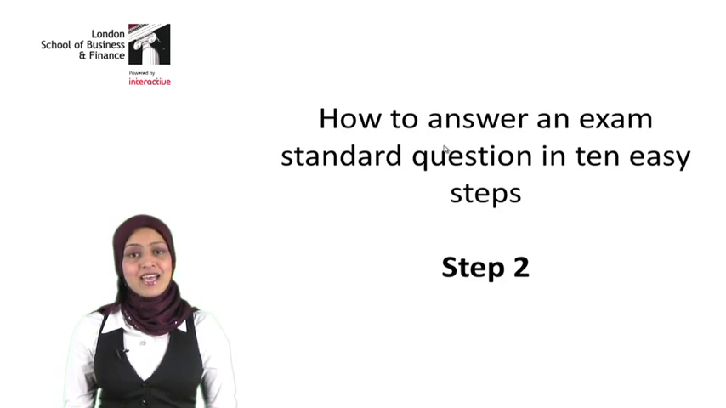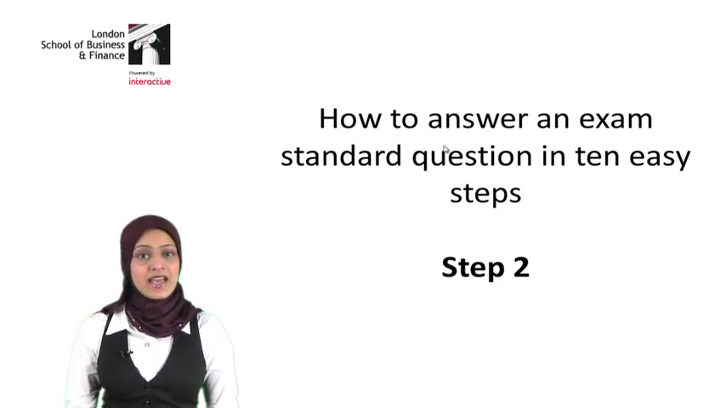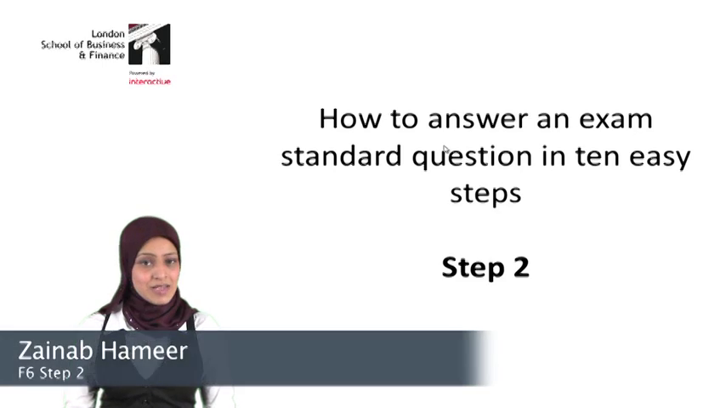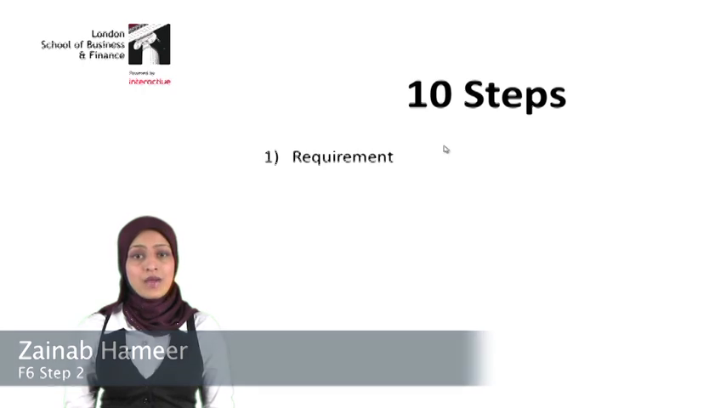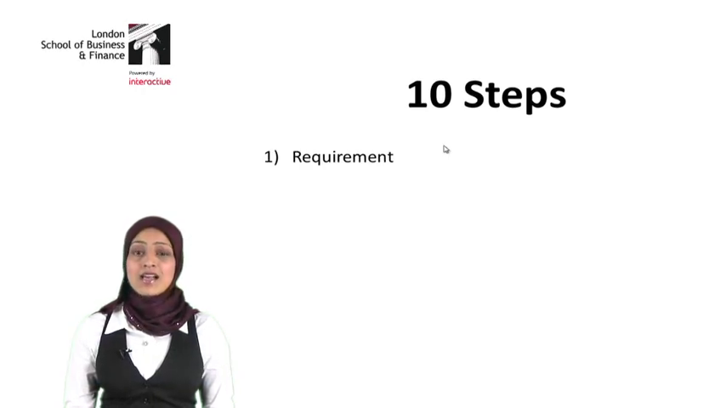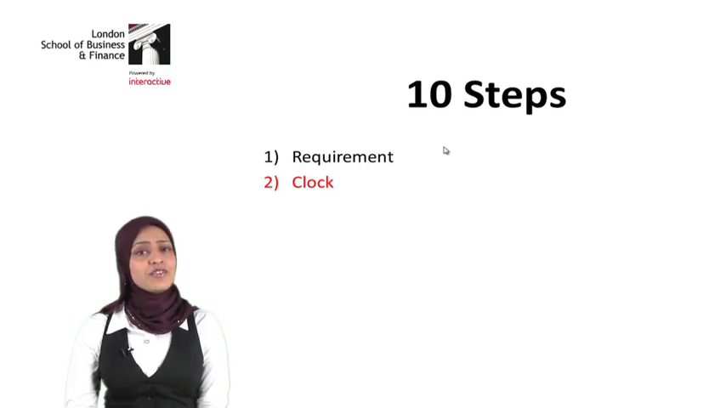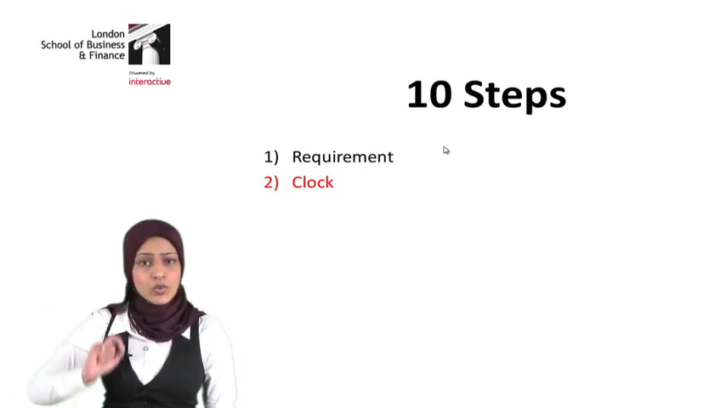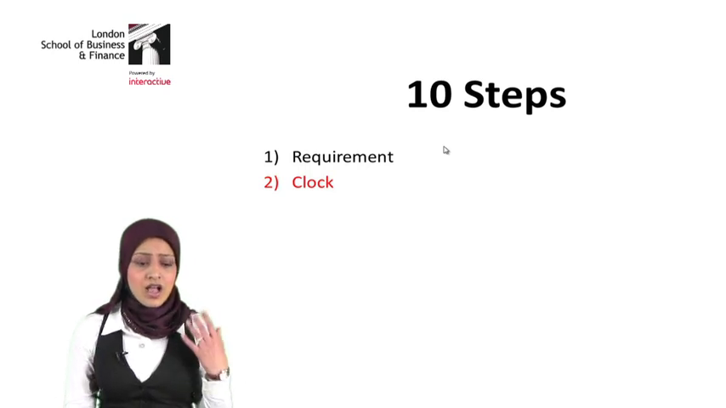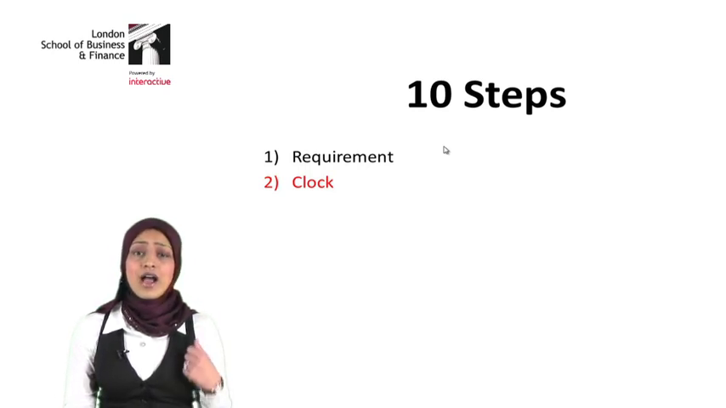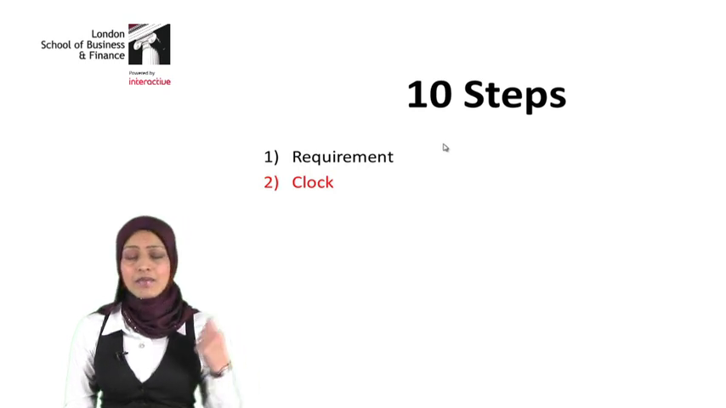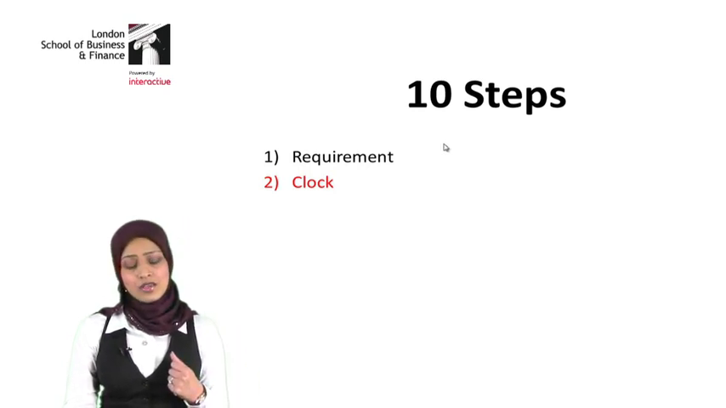We are looking at how to answer an F6 exam question in 10 easy steps, and we have reached our second step. Our first step was the requirement, reading the requirement and considering what question we would like to do first. Our second step is, of course, looking at the clock. Now, from the first step, I've already decided which question I want to do. Once I've decided what I want to do, I now want to see how much time I have got in order to do the question.